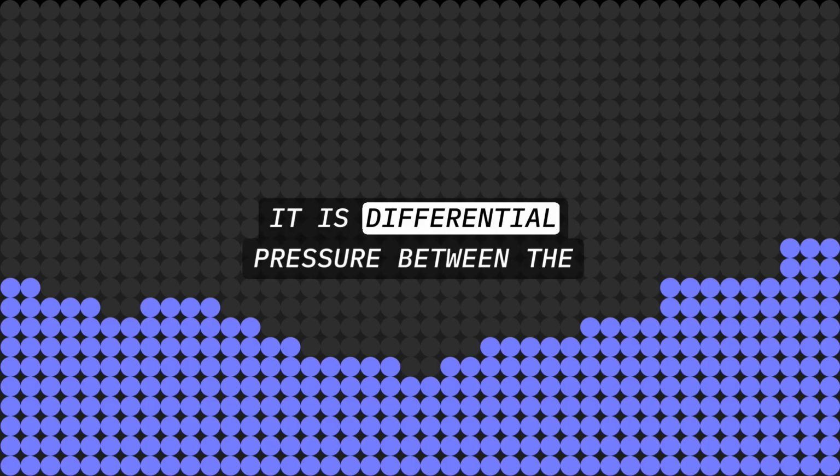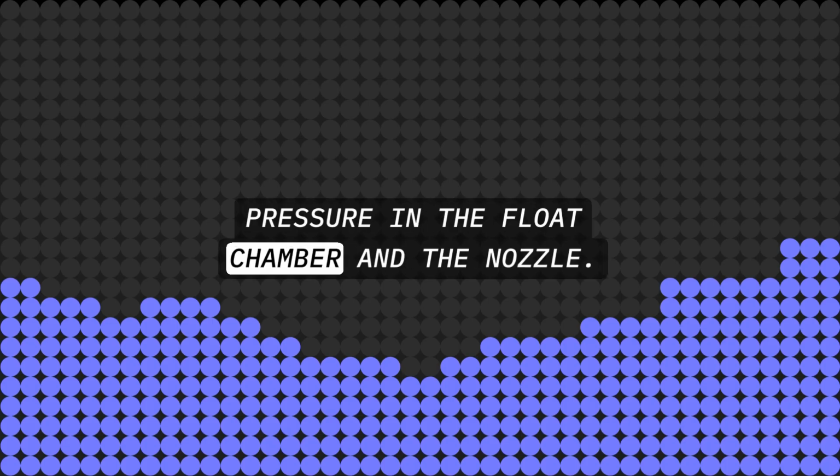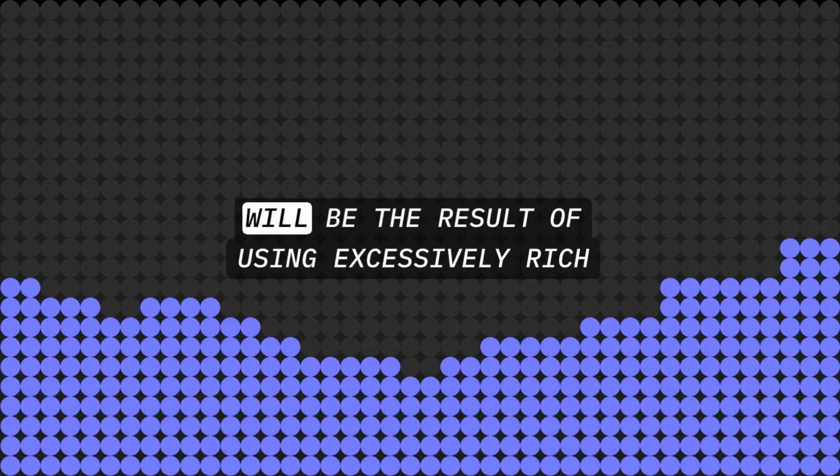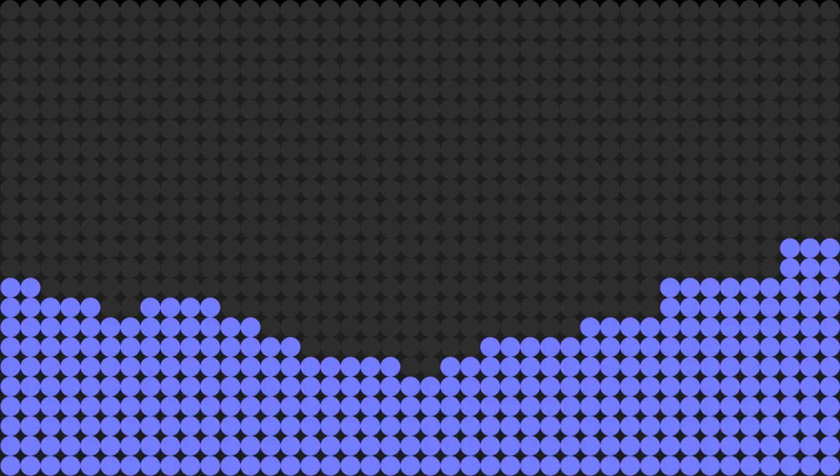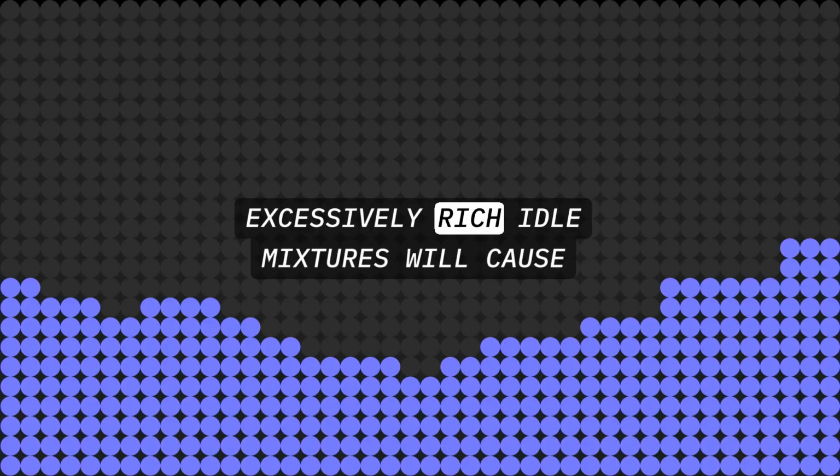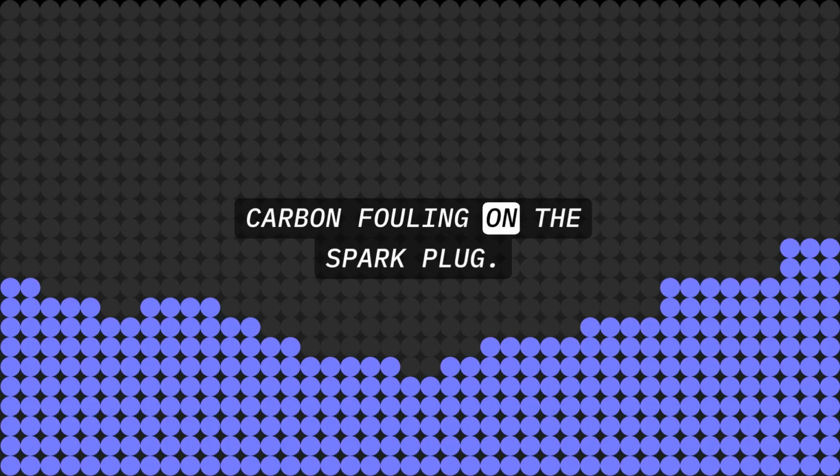It is differential pressure between the pressure in the float chamber and at the nozzle. What would be the result of using excessively rich idle mixtures? Excessively rich idle mixtures will cause carbon fouling on the spark plug.